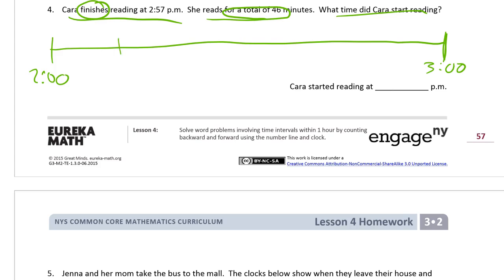0 minutes. 10, 20, 30, 40, 50. We'll label 10, 20, 30, 40, 50. And in our halfway parts, these are the fives. She finishes at 2:57, so this is 55 here. 56, 57, 58, 59, and then that's 60. So 57 is going to be right here. That's when she finishes. That's 2:57. And we have to go back 46 minutes from that.